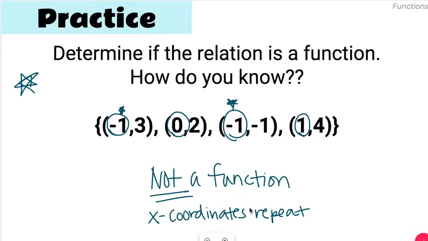You can't have repeating x coordinates. Again, this is like saying the number -1 belongs to 3, but the number -1 belongs to -1. My x value can't belong to two different y values and be a function. You could have any points you want ever, but if we're trying to decide if something is a function or not, you cannot have x's repeat.